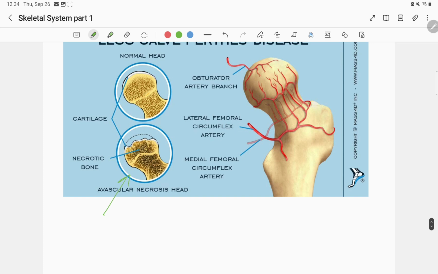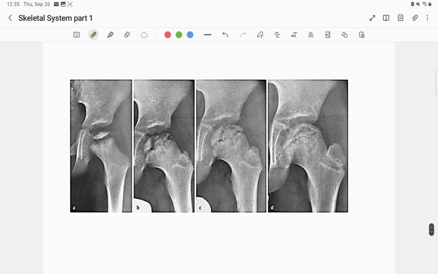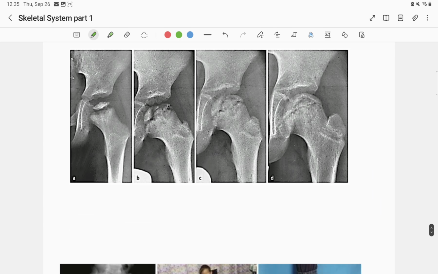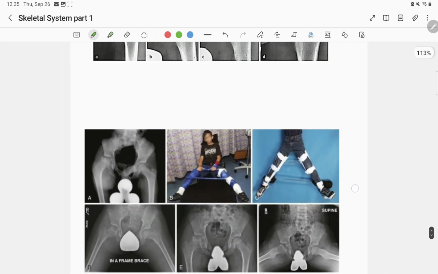So here's what happens when the bone starts to die because of lack of blood supply. Something happened to that lateral femoral circumflex artery, and it just cut off blood supply, and so the bone started to die. Okay, another x-ray of the hip showing you the progressive process of Legg-Calvé-Perthes.